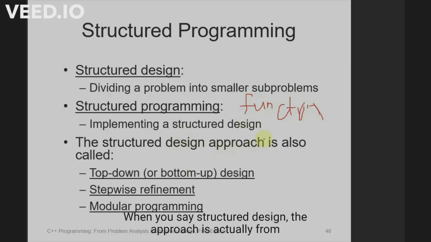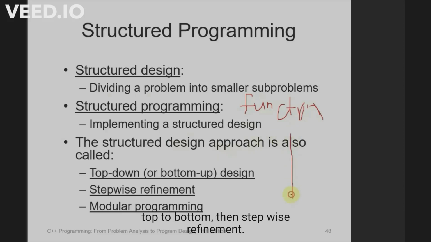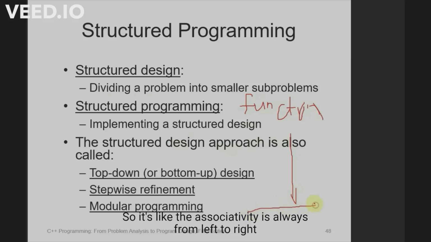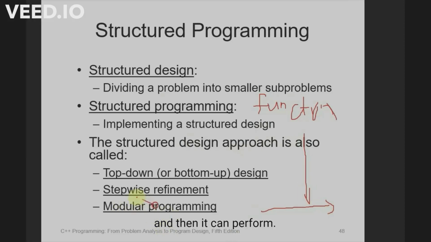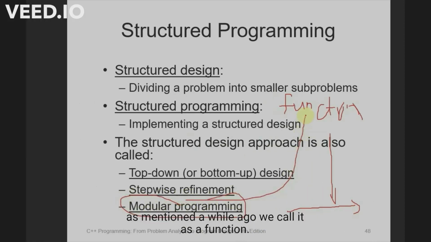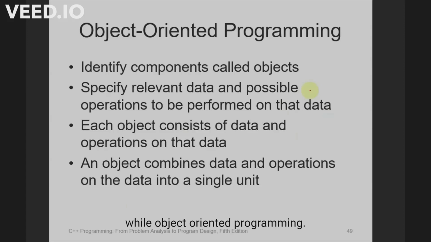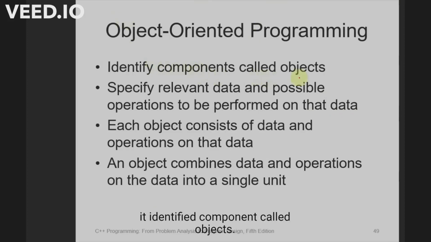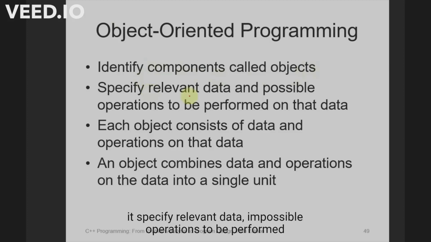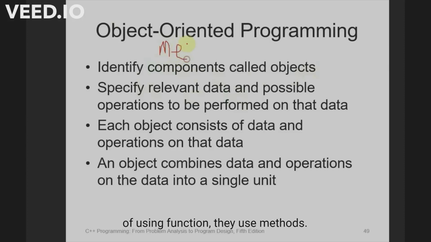When you say structured design, the approach is from top to bottom, and then stepwise refinement. It's like the associativity is always from left to right, and it can also perform modular programming. As mentioned a while ago, we call it a function. While object-oriented programming identifies components called objects and specifies relevant data and possible operations to be performed on that data. So in this case, for object-oriented programming, instead of using functions, they use methods.